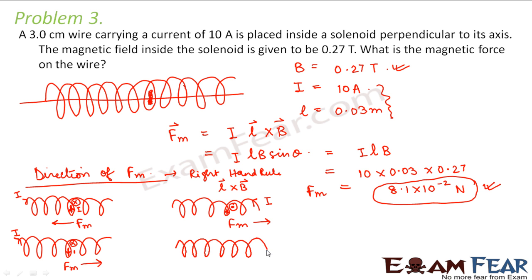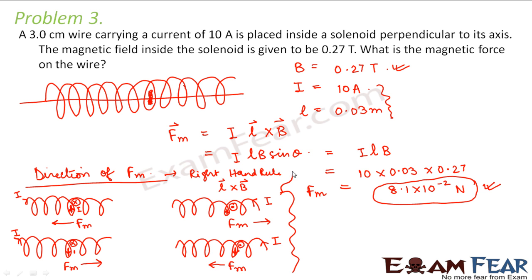Similarly, the last scenario where current is flowing like this. So if current flows like this, your magnetic field will be in the downward direction. And if this is your conductor where current is flowing in the downward direction, in that case, your magnetic force would be in this direction. So these are the various possibilities.